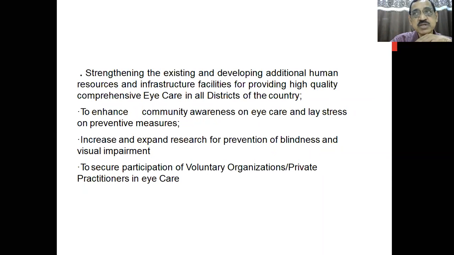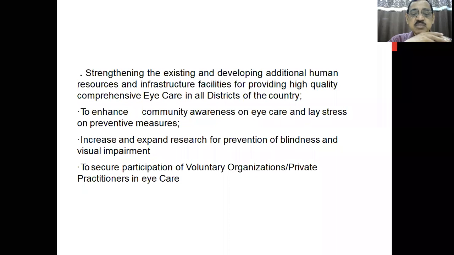And suppose there is a patient with conjunctivitis in the house, the same articles such as towels or handkerchiefs should not be used by the other people. All these things, they should be made aware of.